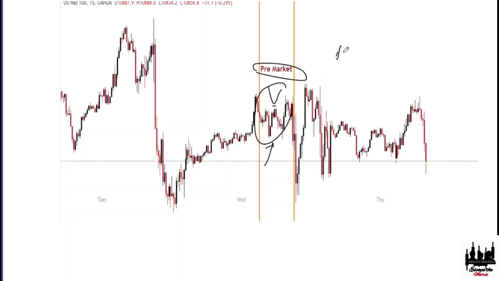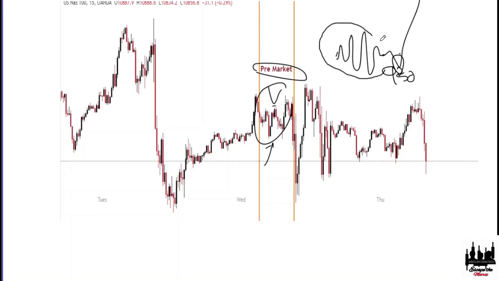So you would always see odd price movement, which would be considered thin liquidity. Let's say this is the 9:30 mark. Price comes up to the 9:30 mark and boom, explode. This movement is not inserted at 9:30. It's really inserted in the pre-market.